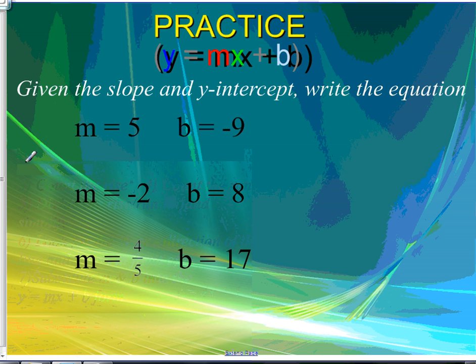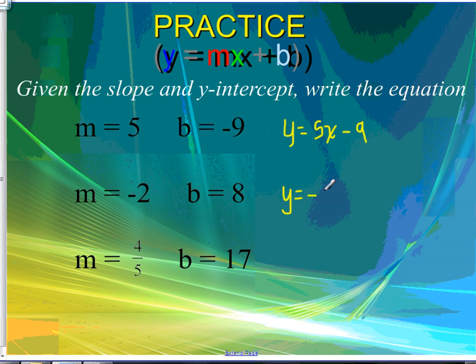So just as a quick review, given the slope and y-intercept, we want to write the equation. So we're given that m equals 5 and b equals negative 9. So we know our slope is 5 and our y-intercept is negative 9. So all we're doing is we're just plugging in the two values for the slope and for the y-intercept. So in this case, it's negative 2 and then plus 8.